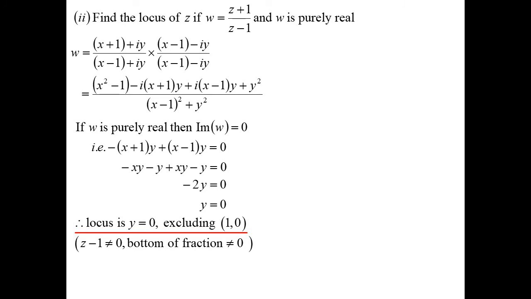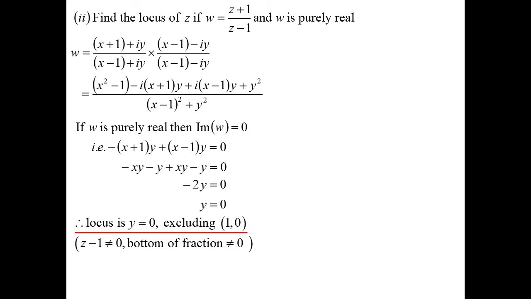But, again, go back to the original question. In this case, I do have to consider some points that I can't substitute in, because W is equal to Z plus 1 on Z minus 1. So therefore, Z can't equal 1, because you can't have 0 on the bottom of the fraction. So on our picture, it would exclude the point (1, 0). Real part is 1, imaginary part is 0.